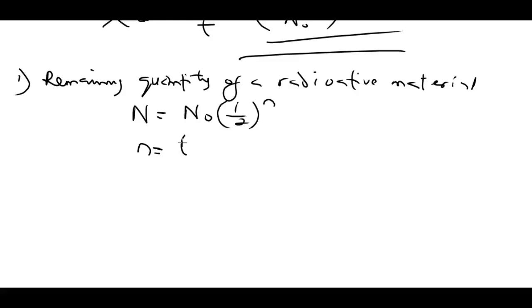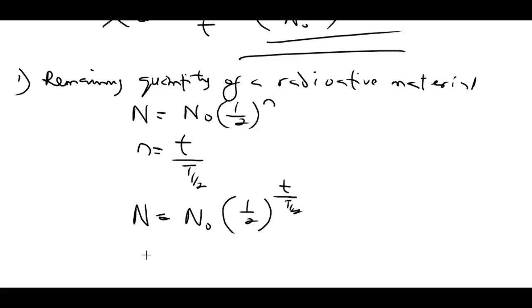And this small letter n is defined as t over t half, that is time elapsed over half-life. So this formula can be rewritten as N equals N naught multiplied by half to the power of t over t half. Are we together now? So don't forget, this N means remaining quantity after n half-lives, this N naught is the initial count rate or initial quantity or initial mass, and n is the number of half-lives.